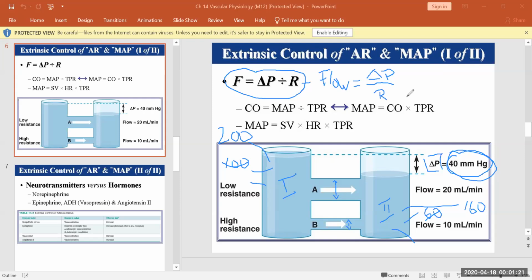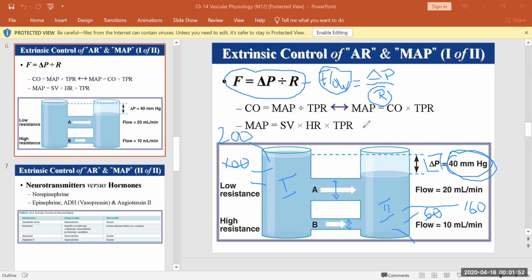So the higher the delta P, the higher the flow. So the relationship between delta P and flow is proportional. The relationship between the resistance and flow is indirectly proportional. So the higher the resistance, the lower the flow. Okay? So that's the relationship.